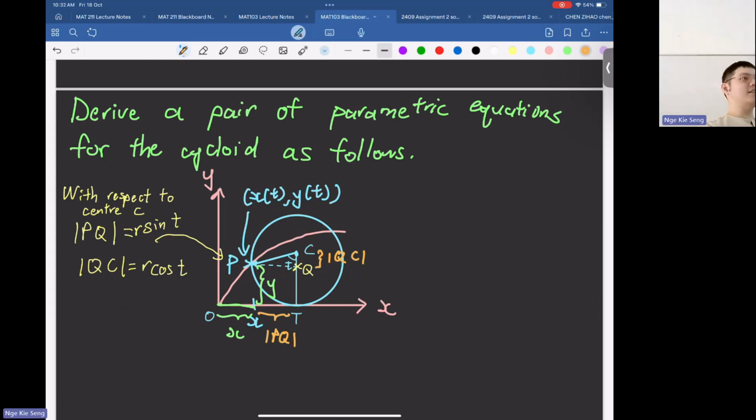CT, you know, CT is obvious. Center to T. But what is OT? OT is a bit tricky. How to get OT?